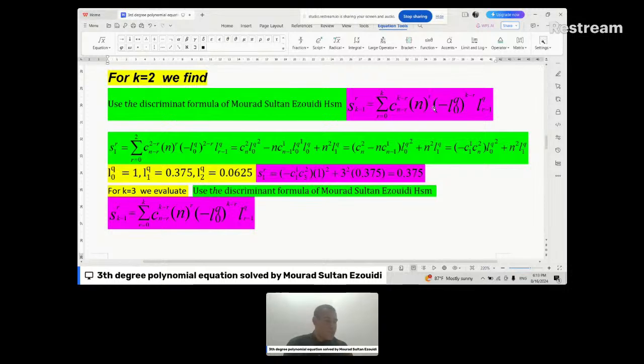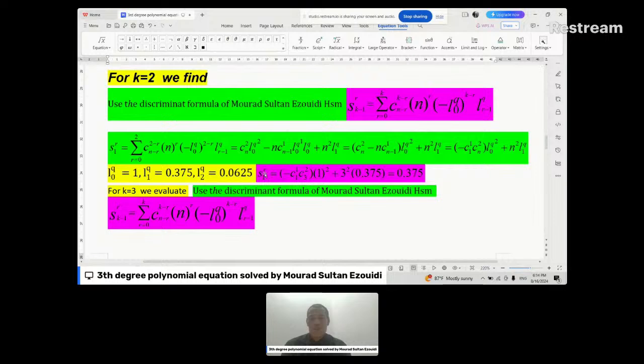Therefore, learners, after distributing or expanding this discriminant formula when k equals 2, we obtain S1 equals negative combination 1 choose 1 times combination n choose 2 times L0 to the power q squared plus n squared times L1. This formula is generalized for any nth degree polynomial equation. Okay, now learners, I'm going to calculate.